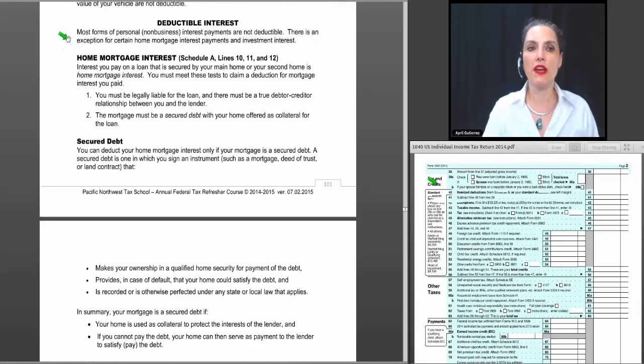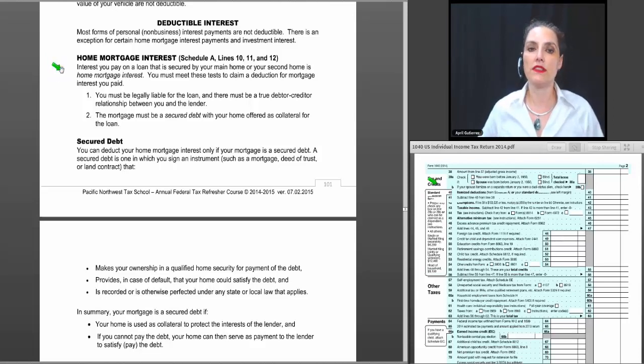And now we're on to deductible interest. Most forms of personal non-business interest payments are not deductible. But there is an exception for certain home mortgage interest payments and investment interest, and that's what we're going to look at here. Home mortgage interest, if you are claiming a deduction for home mortgage interest, can be claimed on one of three lines, depending on the type that it is: line 10, 11, or 12 of Schedule A.